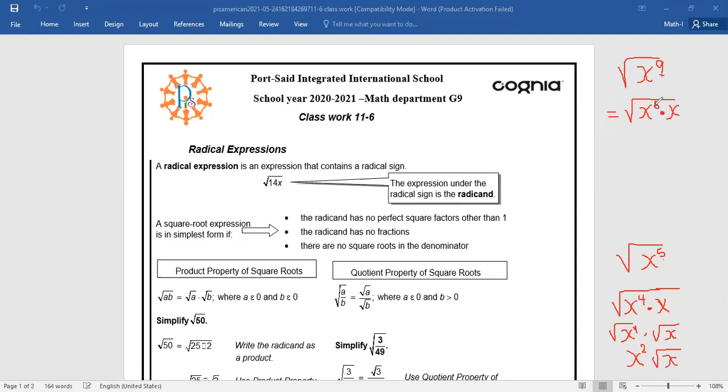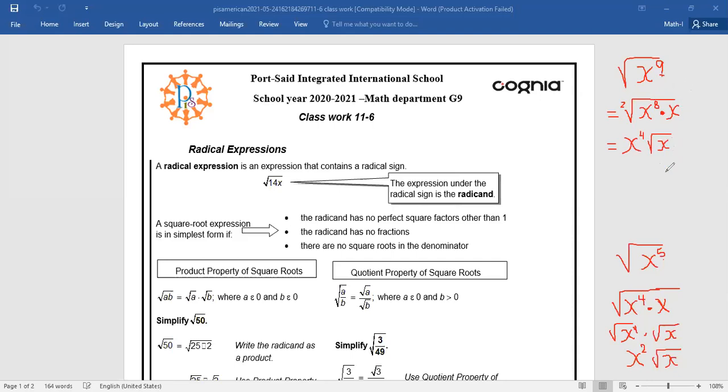And after that, I can simplify x to the power of 8. Now we can make it directly without separating. Square root of x power 8, it will be how many? Here I have 2, right? Then 8 divided by 2, it will be x to the power of 4. And then we will keep x under the radical sign.